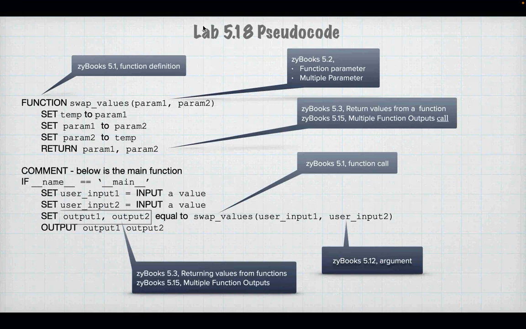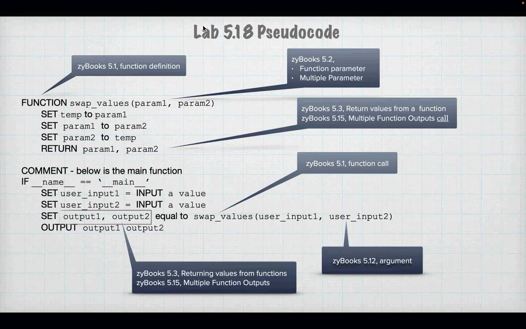So we're going to go over the lab pseudocode. So here's our function swap. Maybe there was a reason we looked at swaps. And we're going to swap two parameters, and we're going to return them. So you're going to swap parameter 1 for parameter 2 and parameter 2 for parameter 1. And then you're going to return param 1 and return param 2.